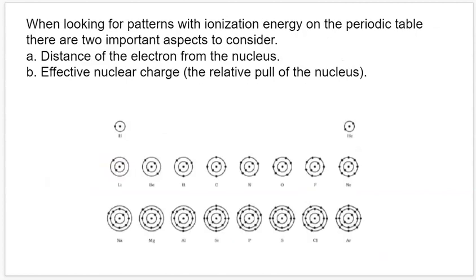So when we're looking for trends with ionization energy on the periodic table, there are two main things we need to consider, which are both related to Coulomb's law. First is the distance of that electron from the nucleus, and then also the effective nuclear charge, which is sort of an abstract descriptor of the relative pull of the nucleus, how strongly the nucleus is attracting electrons towards it.